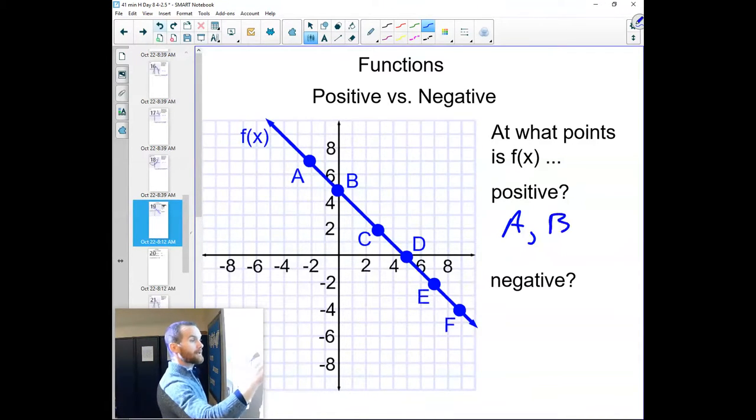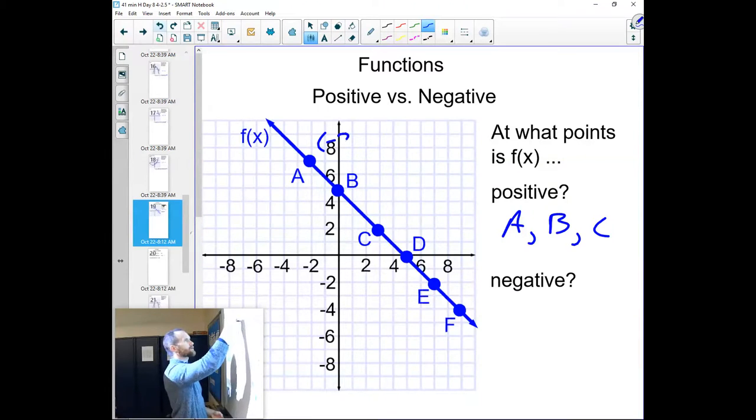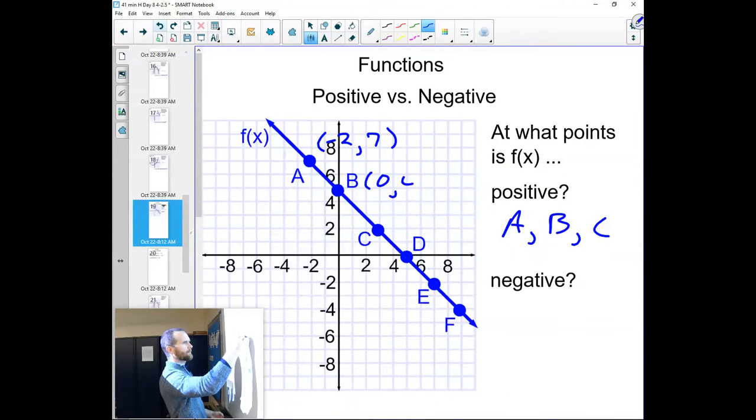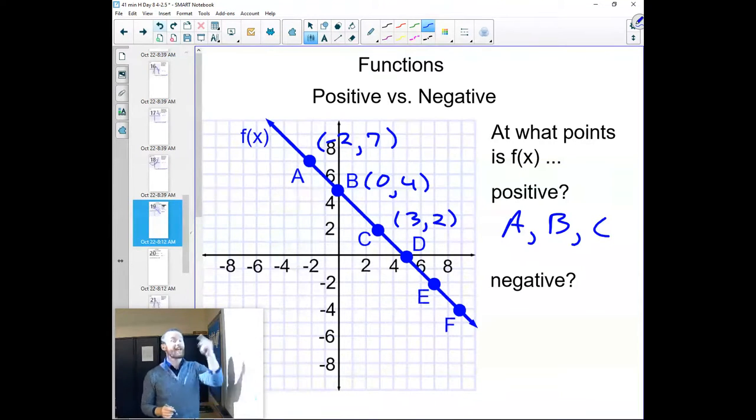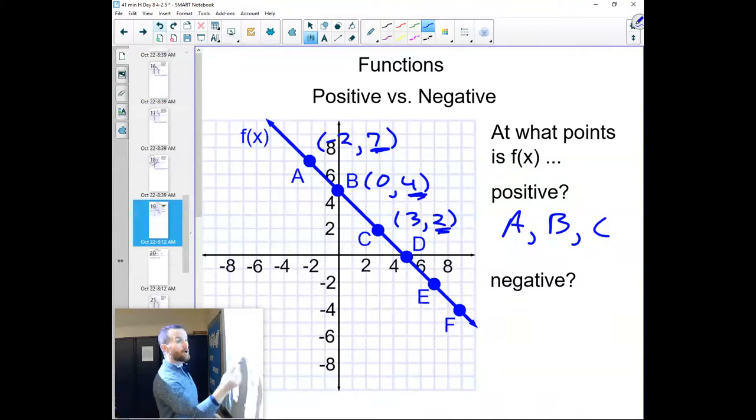A, B, and C. And if you don't believe me, let's take a look. A is -2, 7. B is 0, 4. And C is 3, 2. Now, not all of these points have positive x values, but it was asking about f of x, the output, the range, the y values, and all of our y values are positive. So A, B, and C.